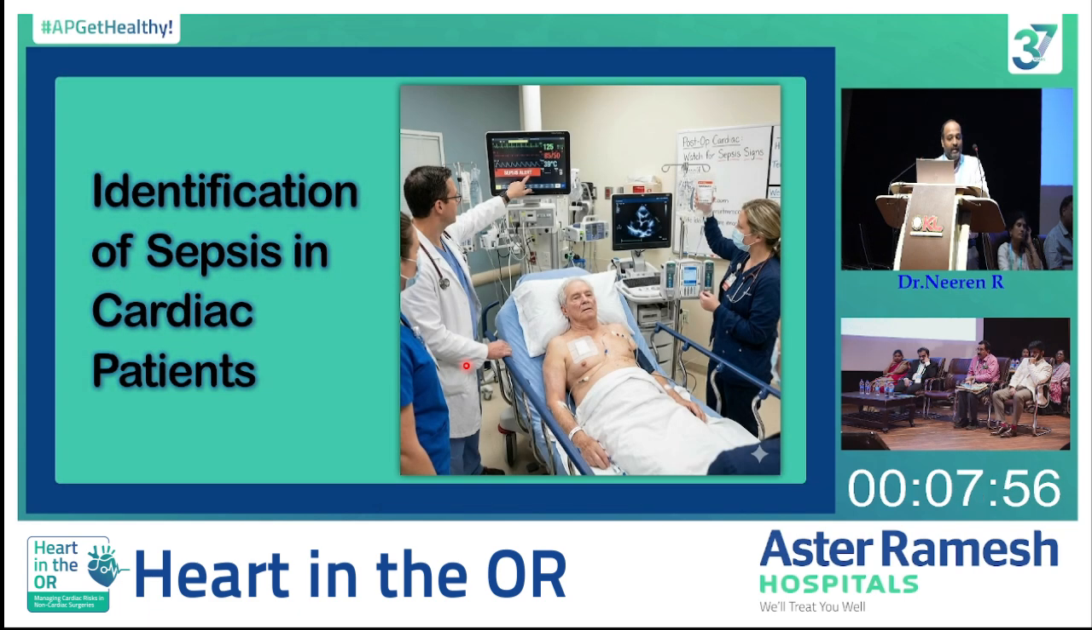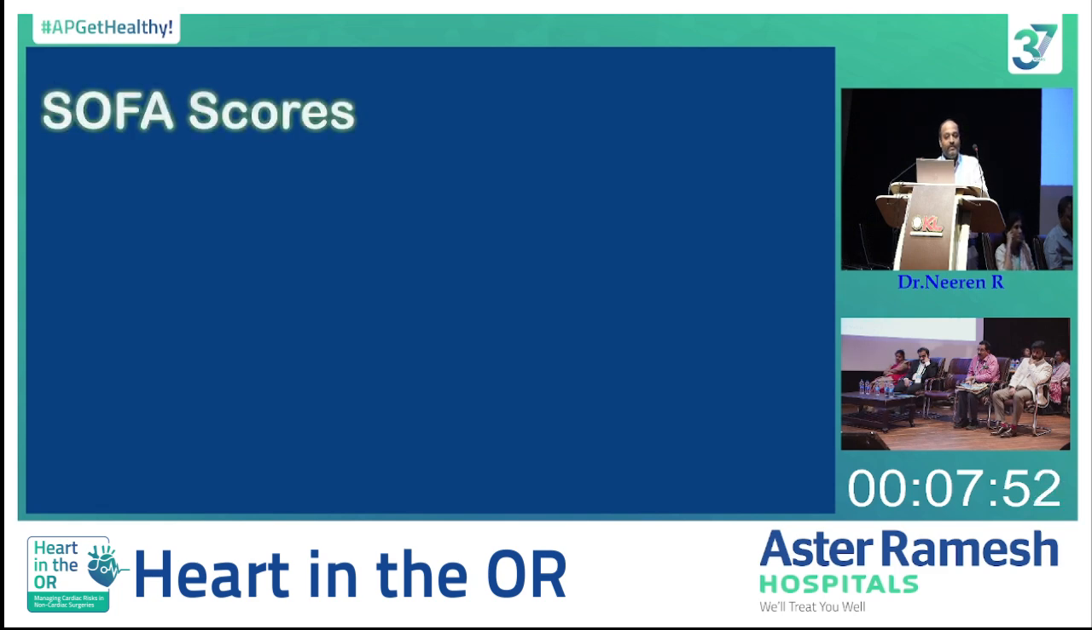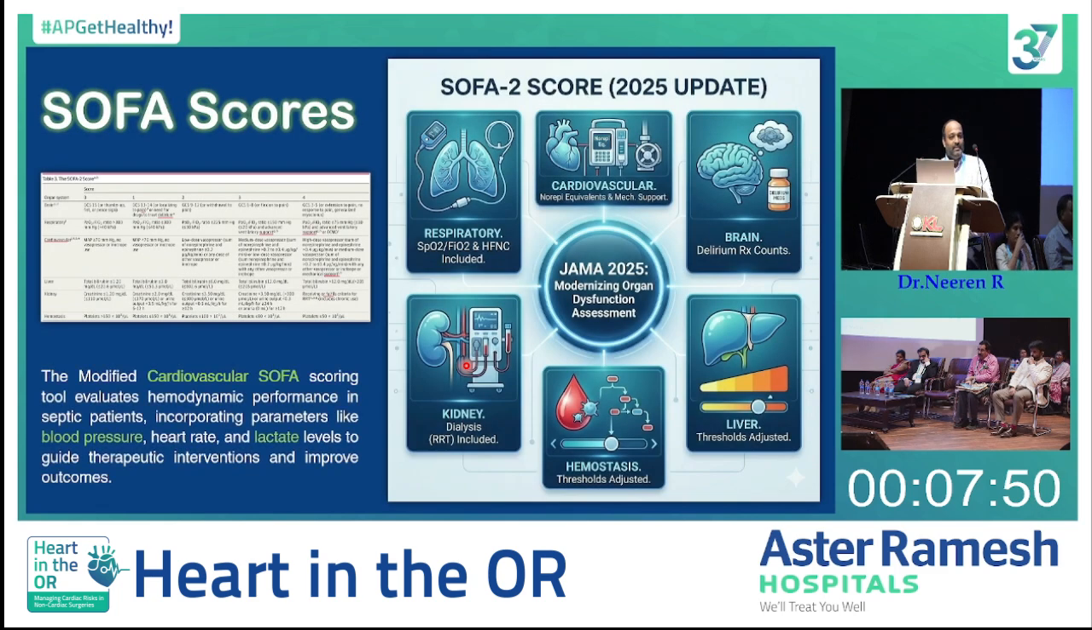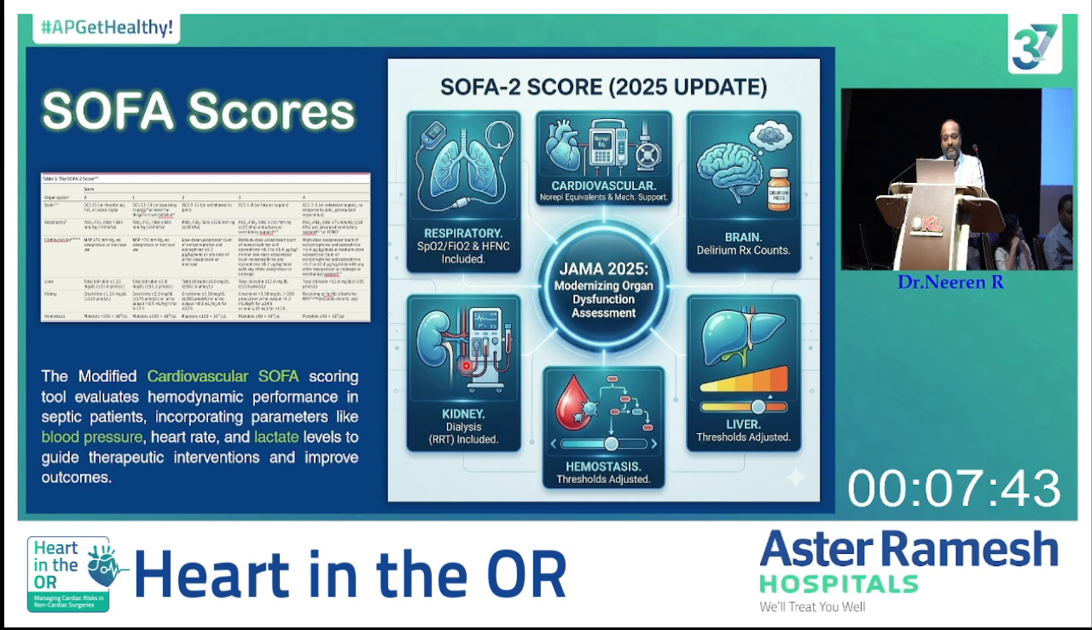So how to identify sepsis in these cardiac patients, post-op especially. What we have classically used is the SOFA score to identify sepsis. Recently we have the SOFA 2 score that has been published in JAMA in September-October. They have made slight changes, especially when it comes to noradrenaline doses and the thresholds for hemostasis and liver. So this we can use, but this is for the general population.